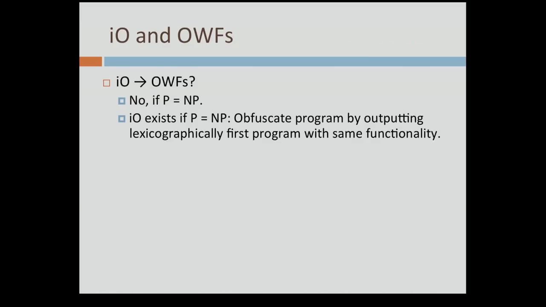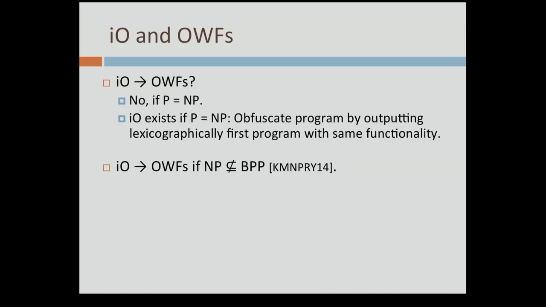Not exactly. As Amit said yesterday, if P equals NP, then indistinguishability obfuscation exists, just because it's easy to provide a canonical form for your program. You just provide the first program lexicographically that provides that functionality. So it doesn't straight out imply one-way functions.